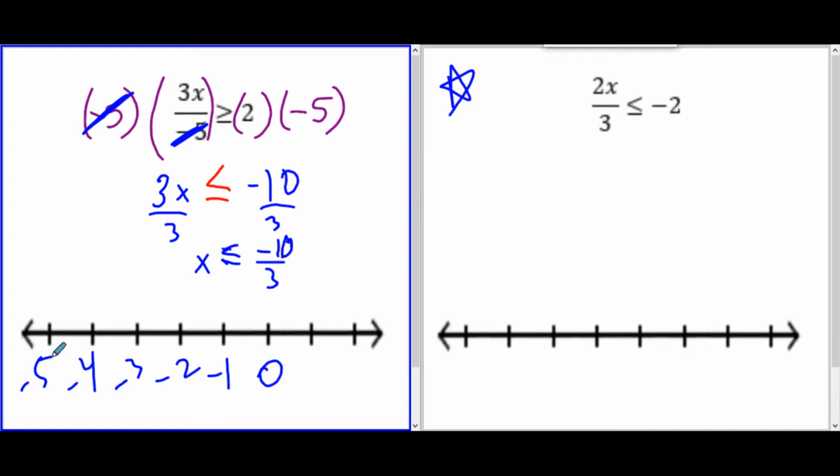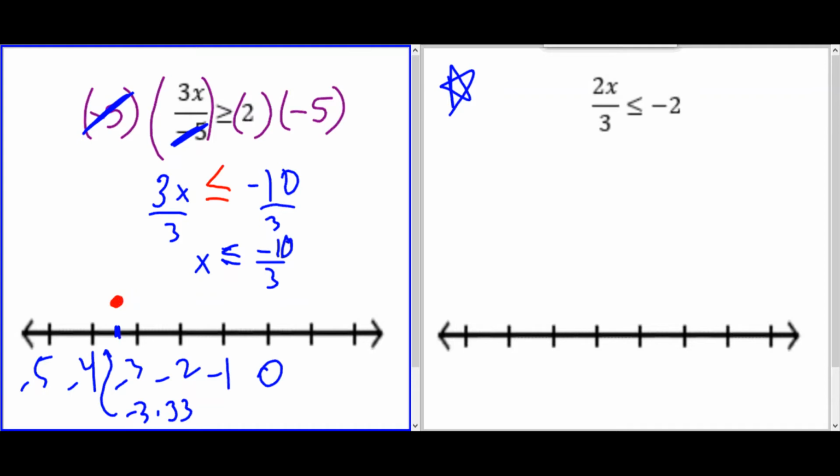So we want to plot negative 10 over 3. This is the point negative 3.33. So maybe about here. Negative 3.33. That's that point. So at negative 3.33, we are going to put a closed circle because our inequality sign had the equal to sign. Since it had the little part of the equal to sign, we're going to fill in this circle.